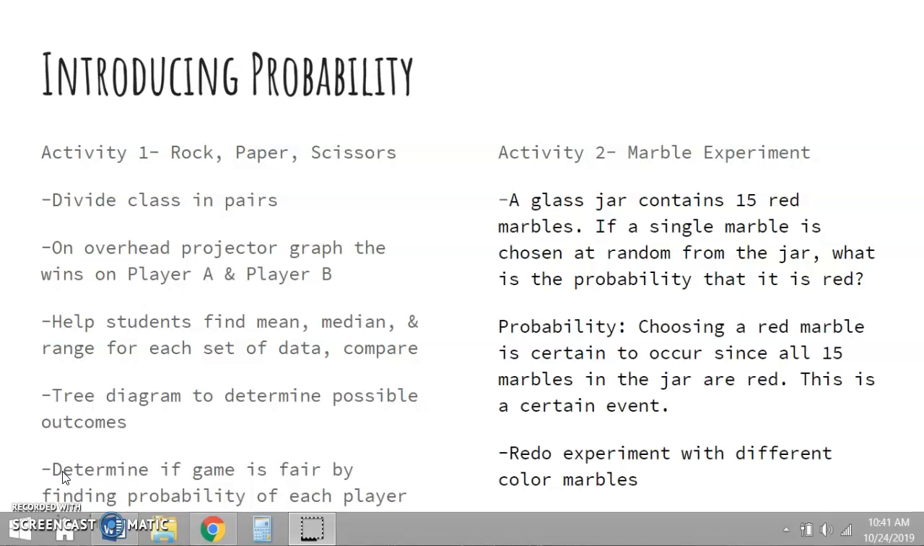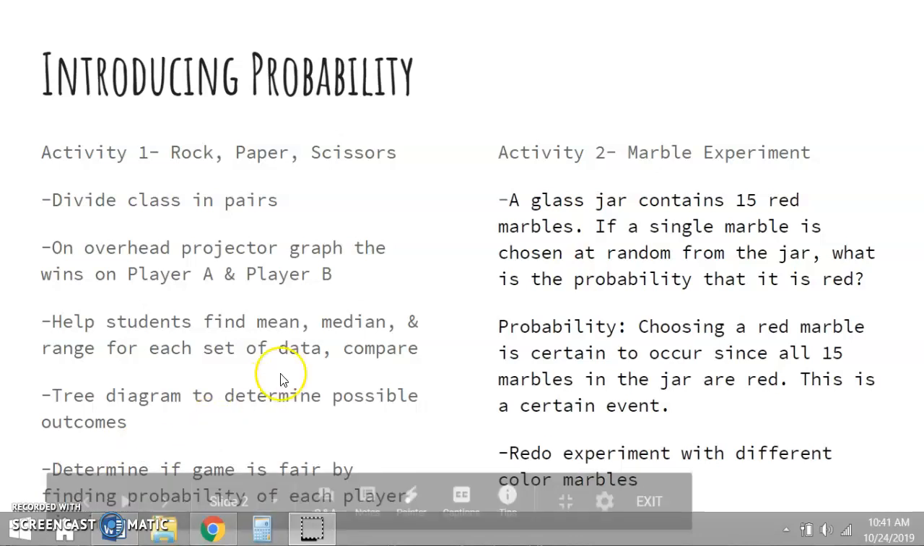And then you'll look at probability as a class and discuss that choosing a red marble is certain to occur since all 15 marbles in the jar are red, and this is a certain event. That can kind of get students thinking about probability. And then you would extend it by redoing the experiment with different color marbles and then further discussing probability.